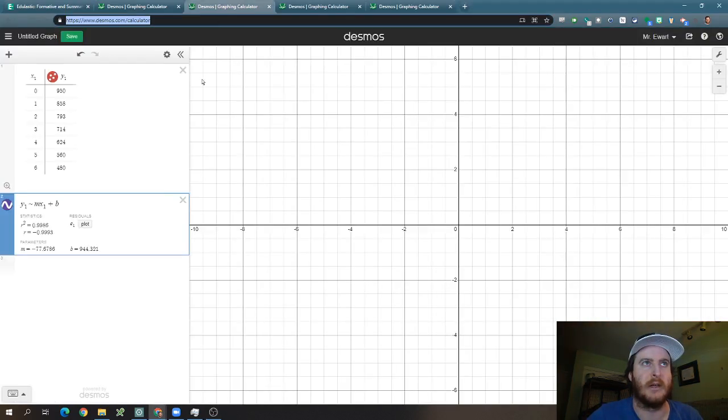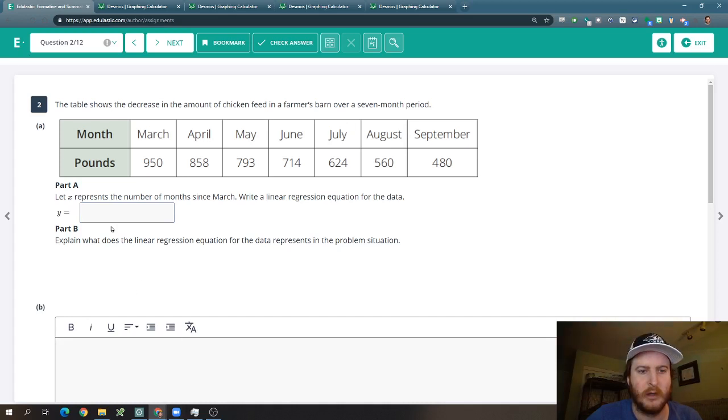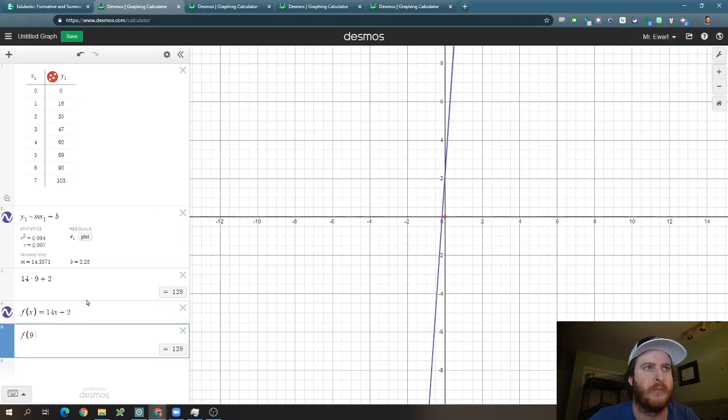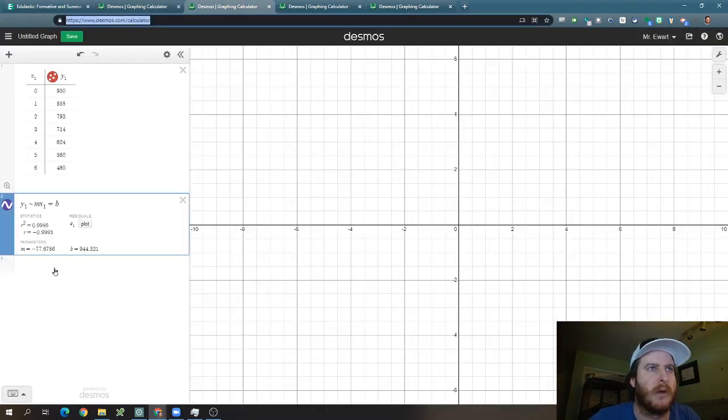So we'll make this in a table, and then we'll do the whole y1 tilde mx1 plus b to get our regression equation. This says let x represent the number of months since March. Write a linear regression equation for the data. If it doesn't tell you to round, I would go out as many decimals as you can, but at least to 4.